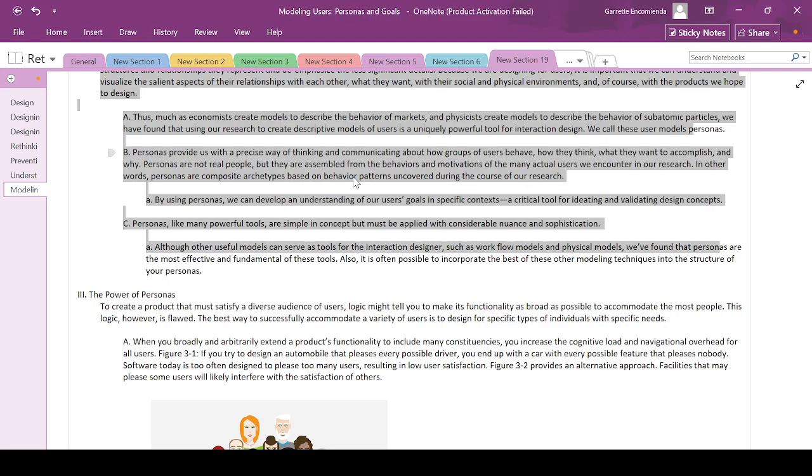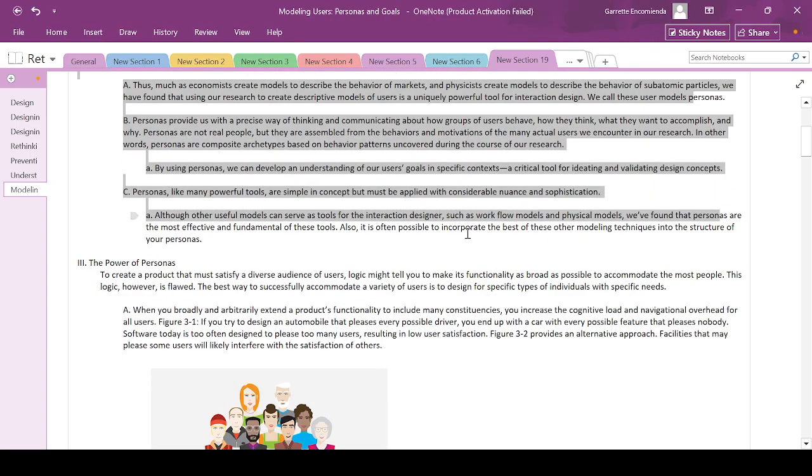So that's like an economist that creates a model for markets. This model actually is a powerful tool for the interaction design field. We call this user model personas.